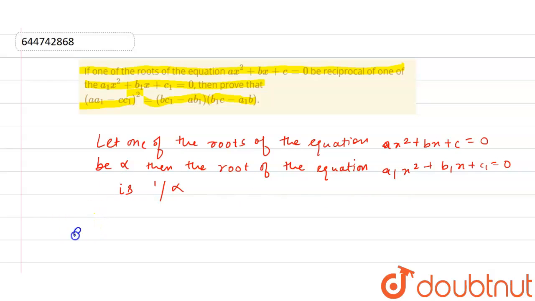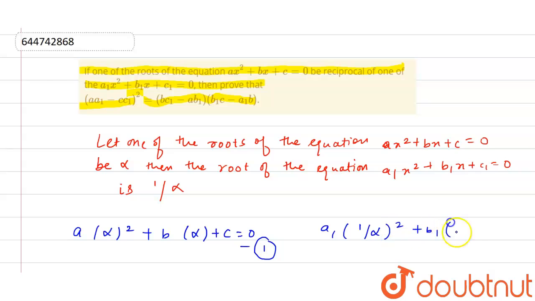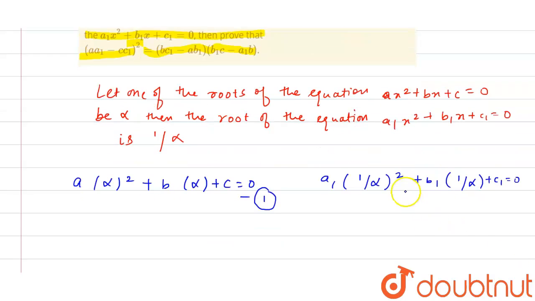So we can write a alpha whole square plus b alpha plus c equals 0. Let this be the first equation. For the second equation, it will be a1 plus b1 multiplied by 1 by alpha plus c1 by alpha square equals 0. Taking the LCM, we get a1 plus b1 alpha plus c1 alpha square equals 0, because the LCM alpha square multiplied by 0 gives 0. Let this be the second equation.